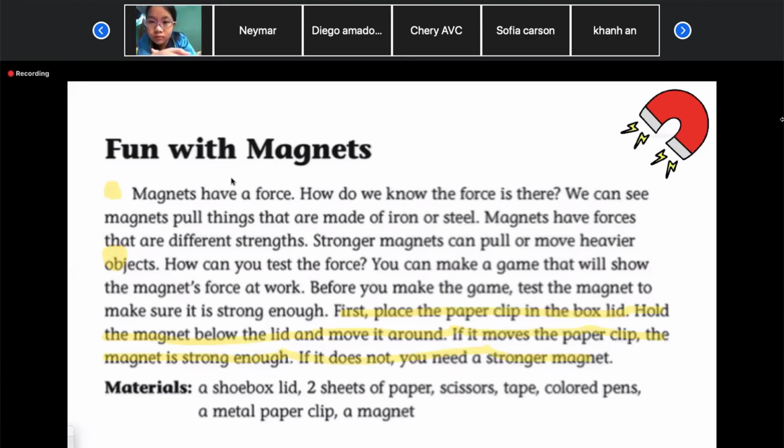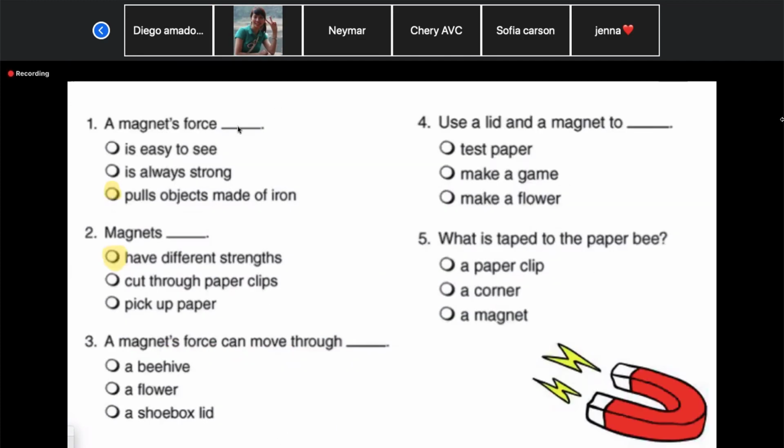So what can a magnet's force move through? We're putting a paper clip on one side and a magnet on the other side. What goes in between, Lisa? The shoebox lid. Very good. So a magnet's force can move through a shoebox lid.